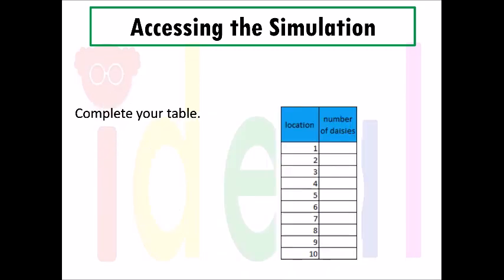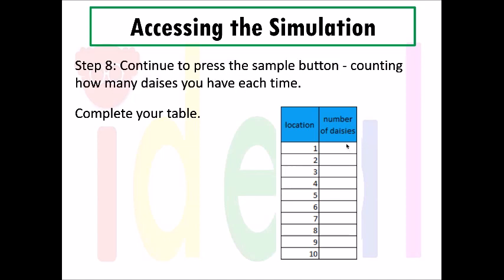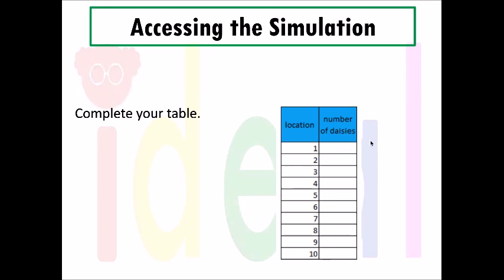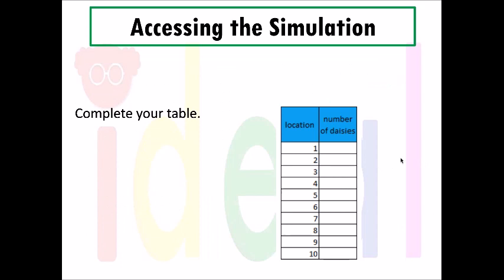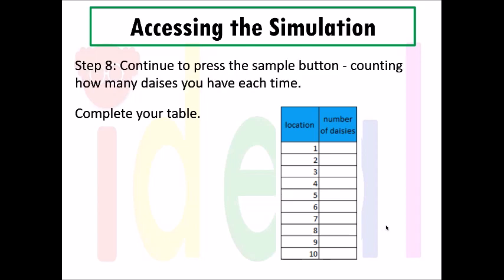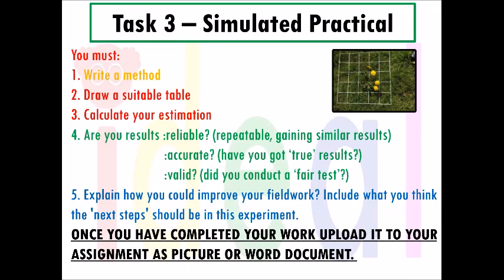So what you need to do is you need to get your table, and I suggest it looks something like this, and we can write that into our location 1. And then what you do is you go back to this, you press the sample button again, you count them, and that's location 2, and so on and so forth all the way up to location 10. So we're doing this 10 times. We're counting up how many daisies are in this field, and we're going to sample 10 locations.